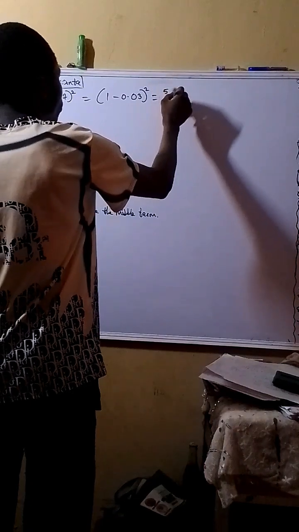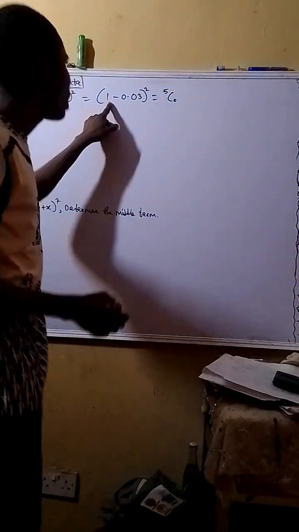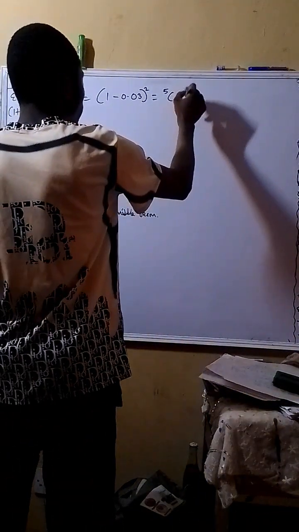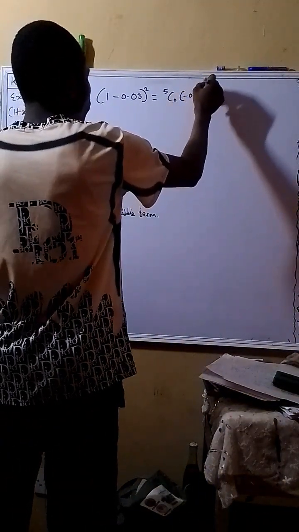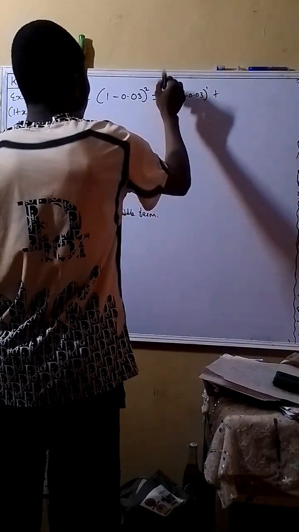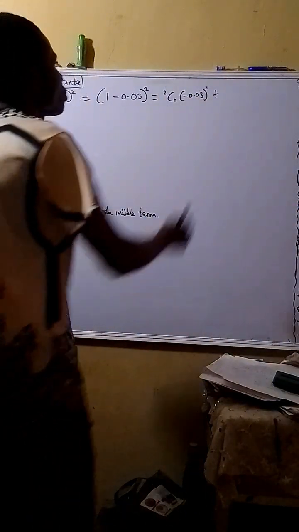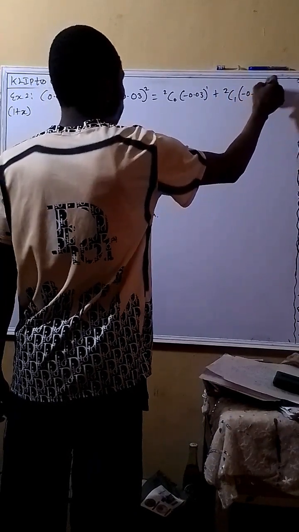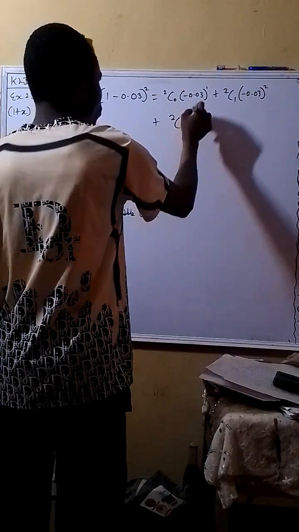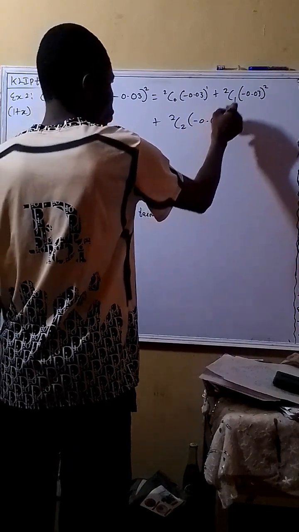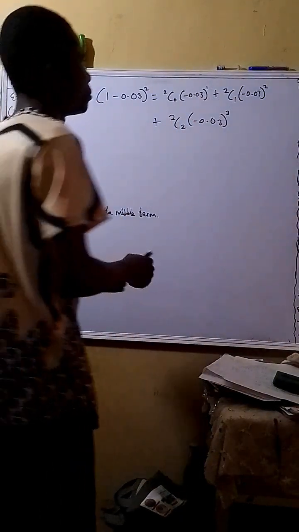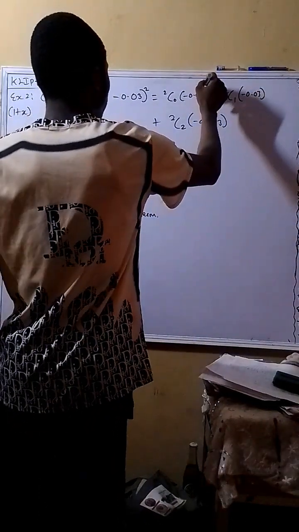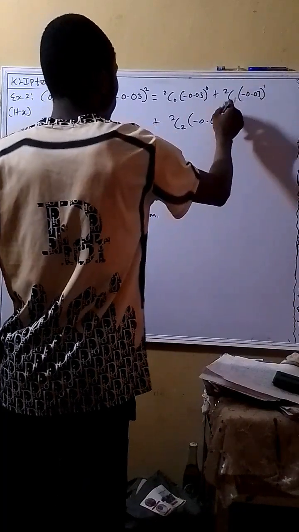5 combination 0. I told you that 1 is going to be a useless thing throughout. So directly we just move on by saying what? Minus 0.03 raised to power 1 plus 2 combination 0... so plus 2 combination 1 of minus 0.03 raised to power 2 plus 2 combination 2 of raised to power... so you have 0, you have 1, and you have 2.